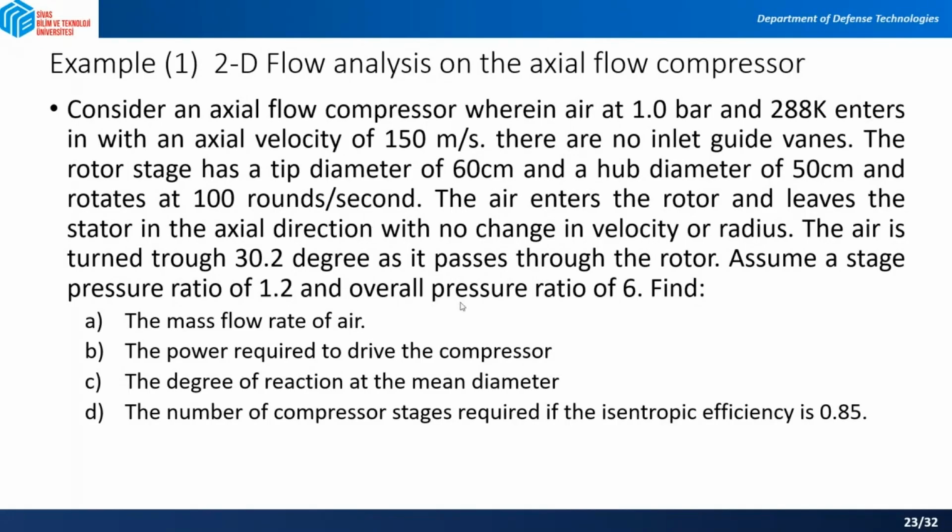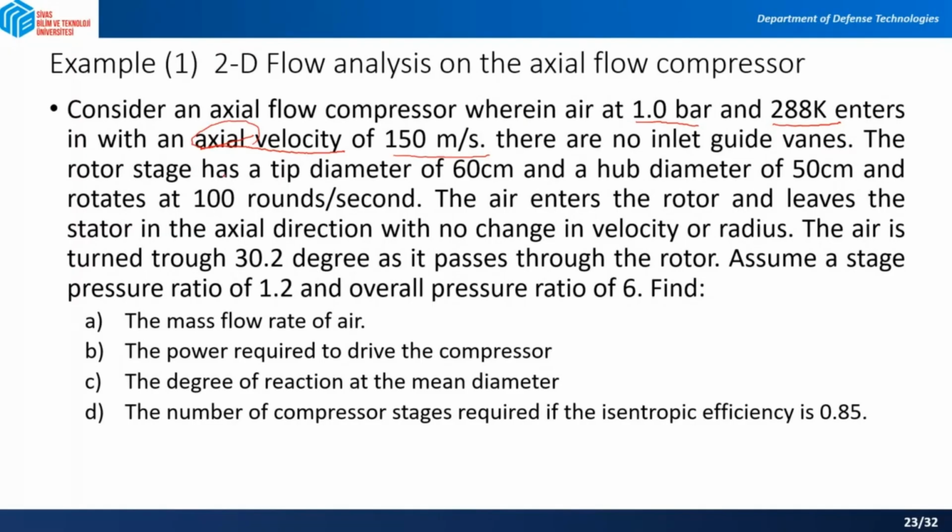So what does it say? It says, consider an axial flow compressor where the air at 1 bar and 288 Kelvin enters with an axial velocity, and its velocity is 150 meters per second. This is important, axial velocity. There are no inlet guide vanes.